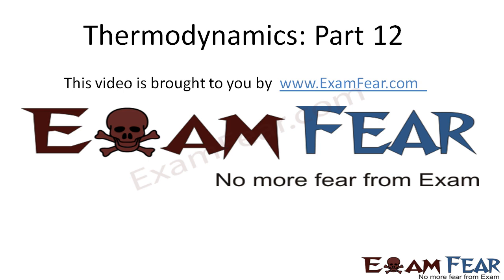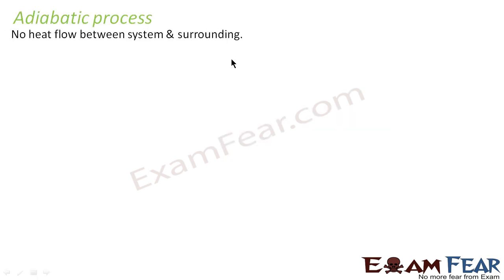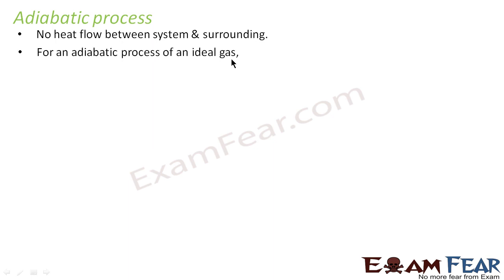Please make sure that you have watched all the videos from part 1 to 11 before going ahead with part 12. So as I already told, adiabatic process is the one in which there is no heat flow between the system and the surrounding. In case of an ideal gas, we looked at the isothermal process. Now let us look at the adiabatic process.